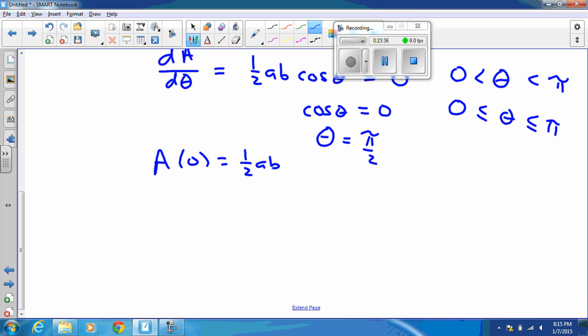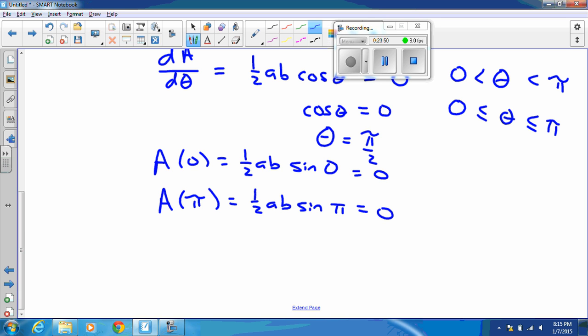So we're ready to evaluate critical points and endpoints. The area at theta equals 0 is 1/2 times AB times the sine of 0, which is 0. That's that degenerate case that we talked about. The area at pi is going to be 1/2 AB times the sine of pi, which is again 0. That's the degenerate case that we talked about.